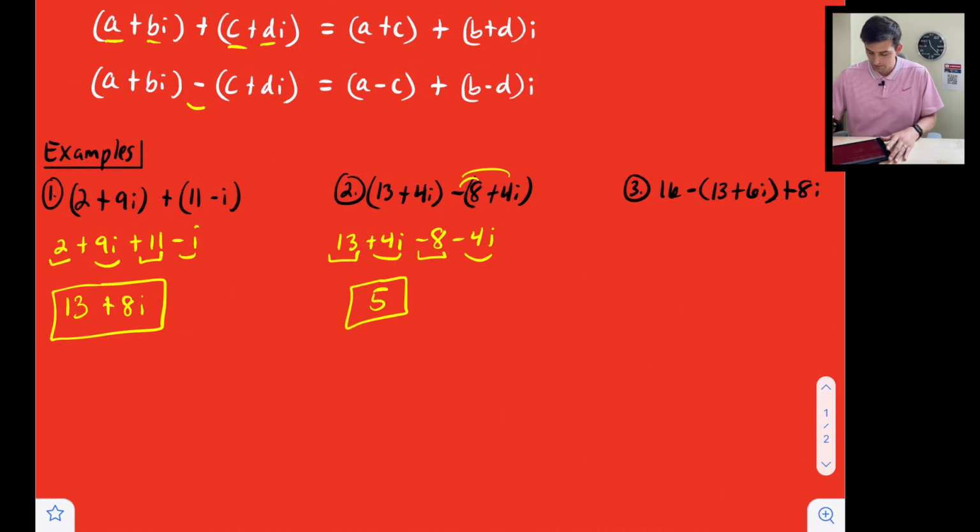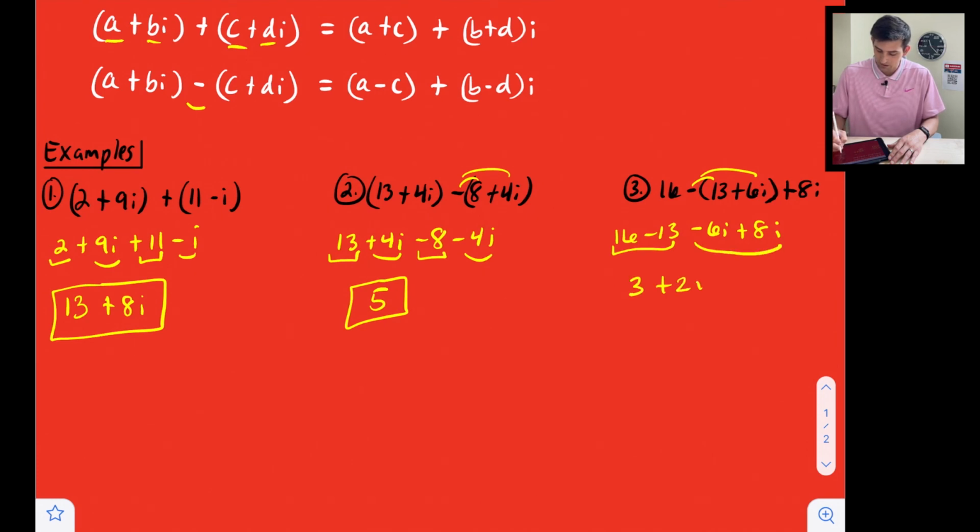In our last example, we have 16 minus, in parentheses, 13 plus 6i plus 8i. So once again, we should distribute that negative sign, and we can write this as 16 minus 13 minus 6i plus 8i. So here we have 16 minus 13, that's going to give us 3. And then negative 6i plus 8i is going to give us a plus 2i. All right, and that's it. That's how you can add and subtract complex numbers.